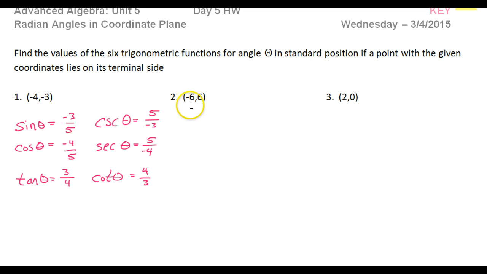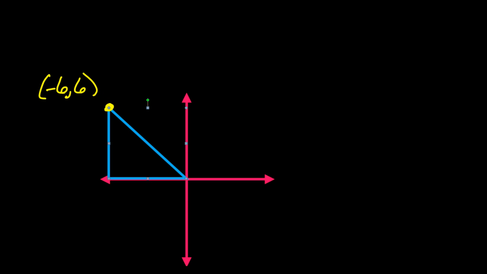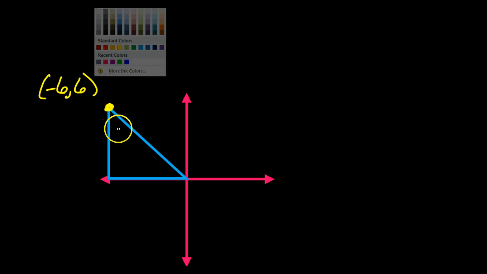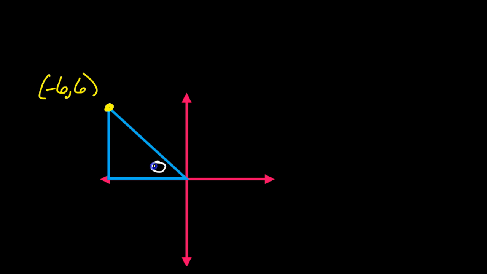Let's do the same thing for the point -6, 6. All right, the point -6, 6 is going to be to the left 6 and up 6. So it's going to be somewhere here in the second quadrant. So negative 6, comma 6. So let me adjust my triangle. Okay, that's more like it. And once again, here's my reference angle right here. I need all three sides of the triangle so I can do the trig functions.